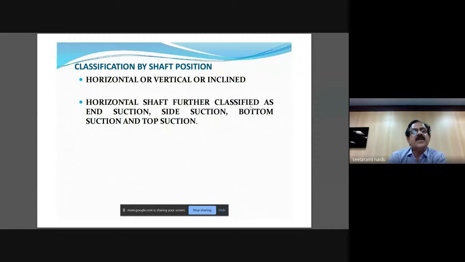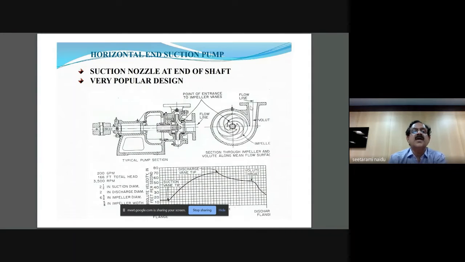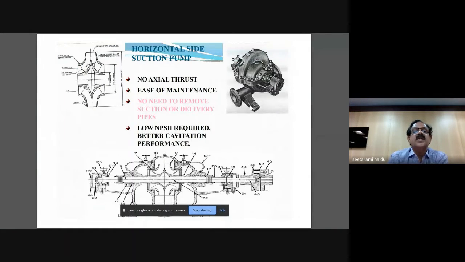Classification by shaft positions. We can classify pumps based on horizontal or vertical shaft position. Horizontal shaft is further classified as end suction, side suction, bottom suction, or top suction, by the nomenclature itself. Horizontal end suction pumps have the nozzle at the end of the shaft; this we use for auxiliary purposes. Monoblock is among this. Horizontal side suction pump: we can suck water from both sides and deliver it at the center.